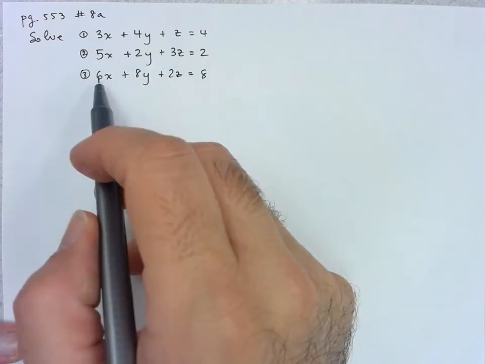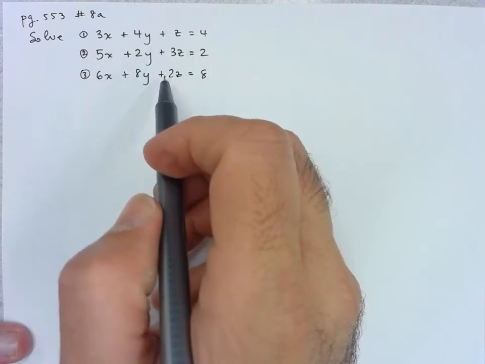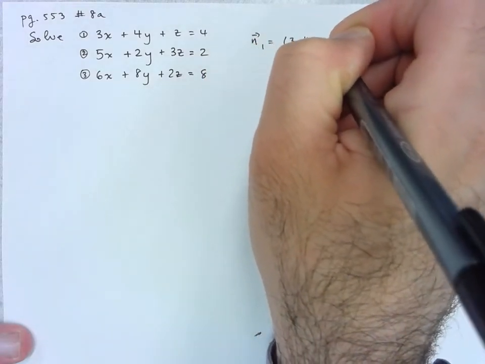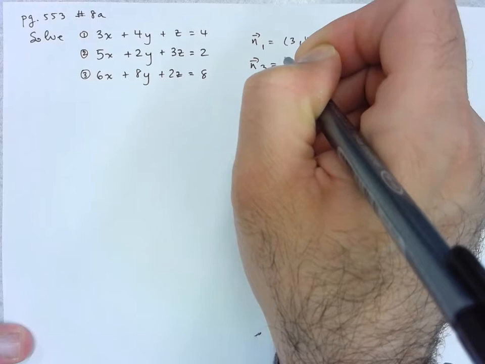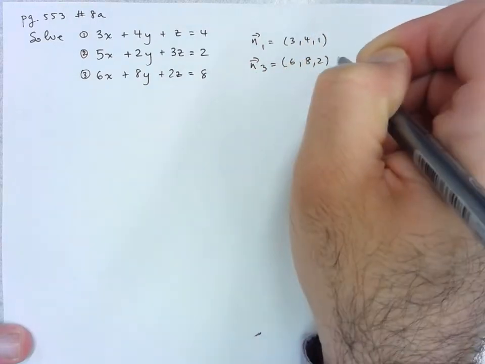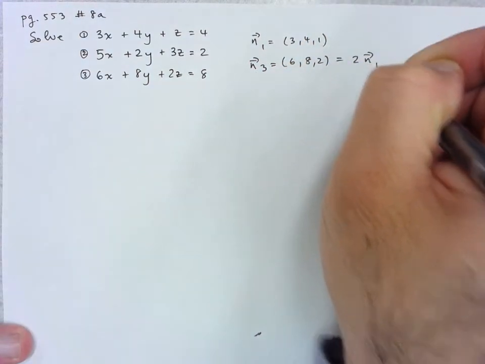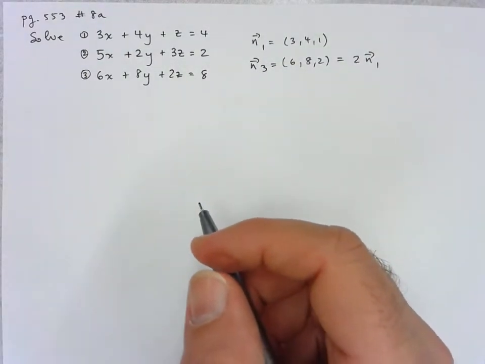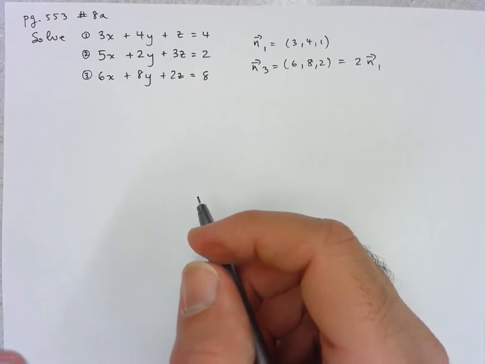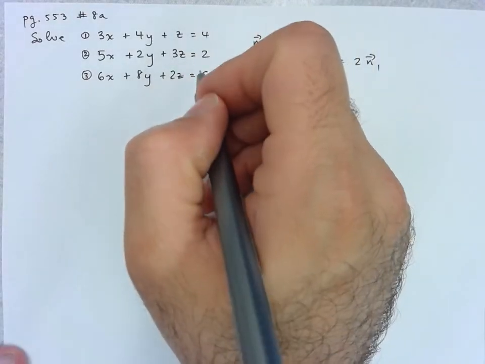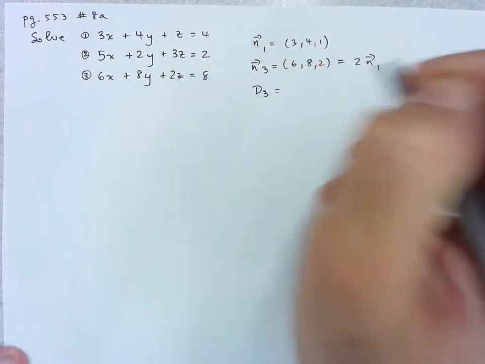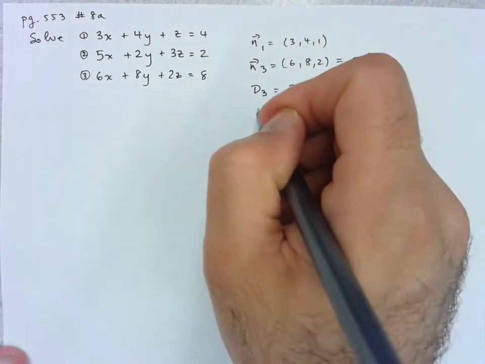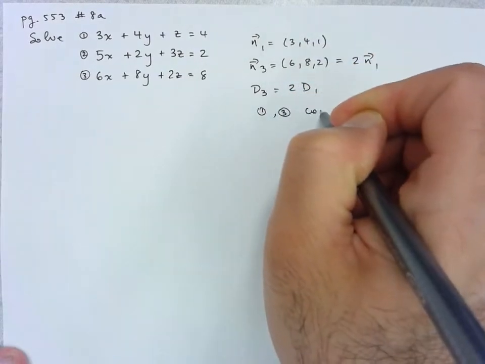But if I look at 1 and 3, it looks like these are parallel. If I take N1, that's (3, 4, 1), and then N3 is (6, 8, 2), and that's just equal to 2 times N1. So we know that they're parallel. The question is: are they parallel and coincident, or parallel and distinct? Here we have to look at the D values, and I see that D3 is also equal to 2 times D1. So that means that 1 and 3 are coincident.